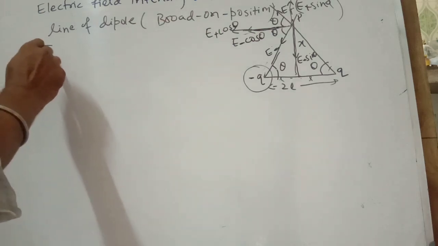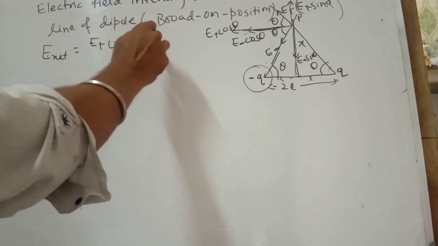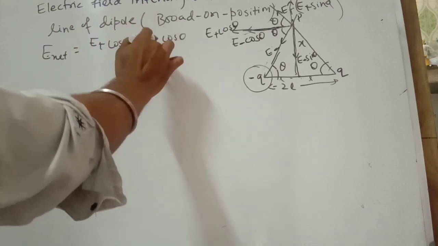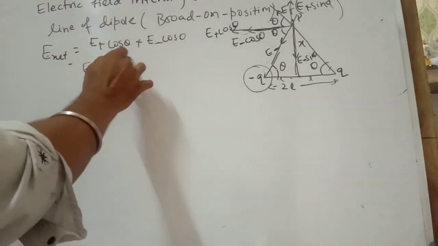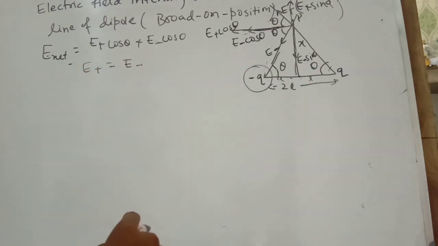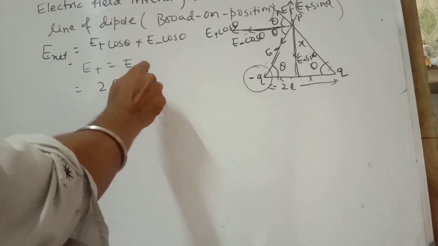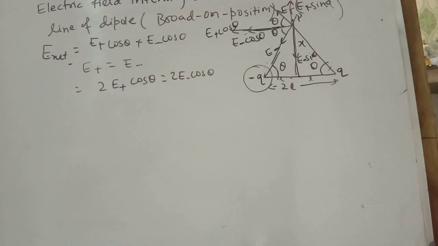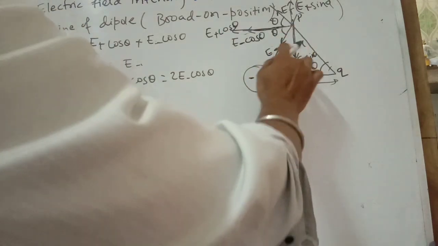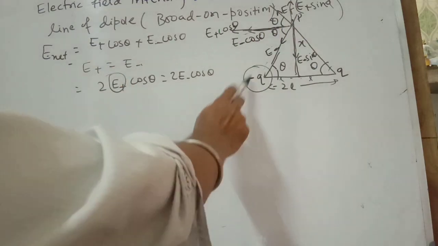So total E net here, you can write E plus cos theta and again E minus cos theta. We know that the magnitude of E plus equals E minus, because both charges are the same but the nature is opposite. So the magnitude is the same, and you can write 2E plus cos theta, or 2E minus cos theta. So what is the electric field intensity due to this dipole?